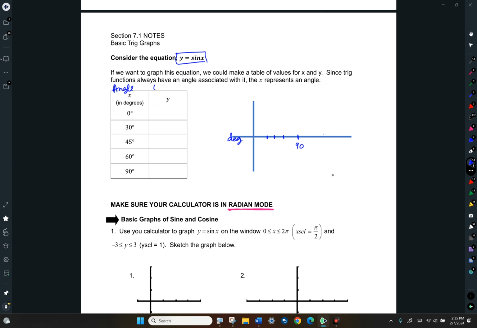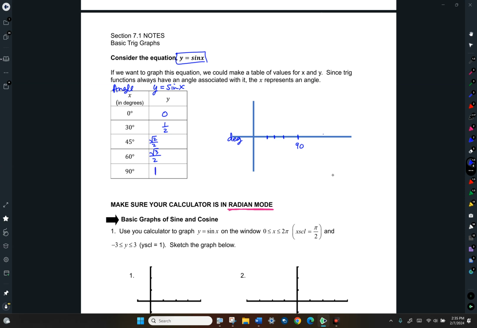So I've got my scale pretty close to what this would be. All right, let's fill in our chart. Remember the equation, y equals sine of x. If x is 0 degrees, then y is the sine of 0, which is 0. If x is 30 degrees, y is the sine of 30, which is 1/2. At 45 degrees, y is the sine of 45, which is the square root of 2 over 2. The sine of 60 is the square root of 3 over 2, and the sine of 90 is 1.